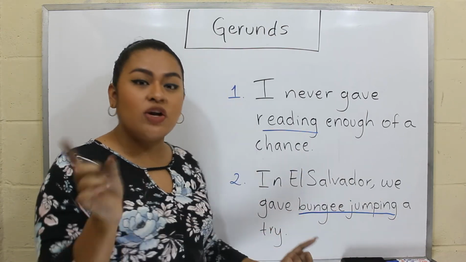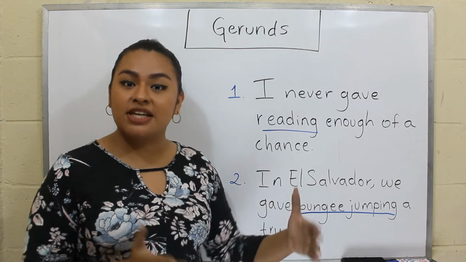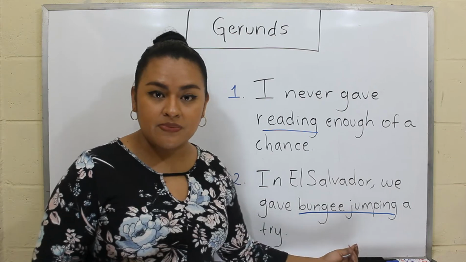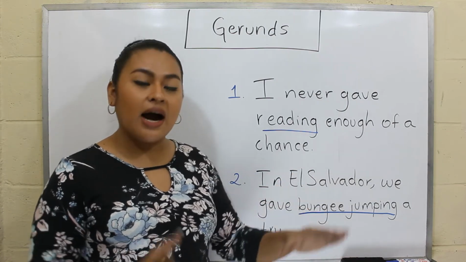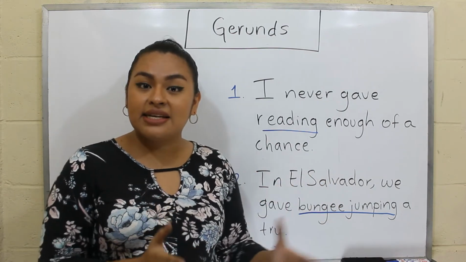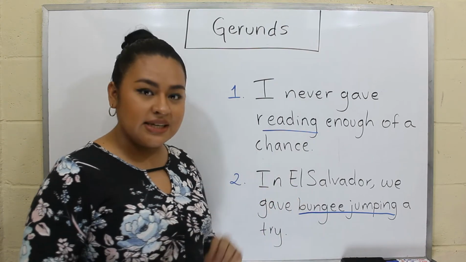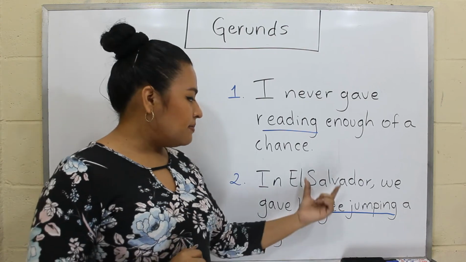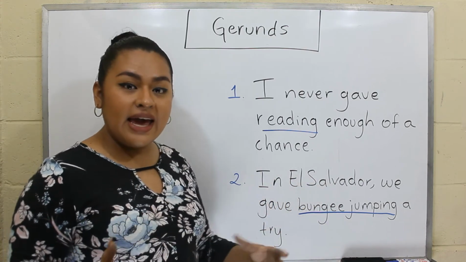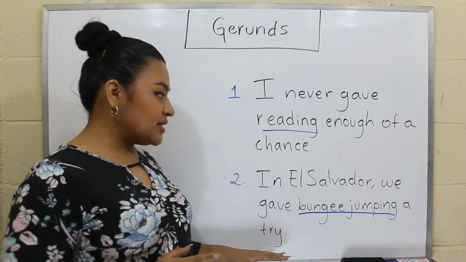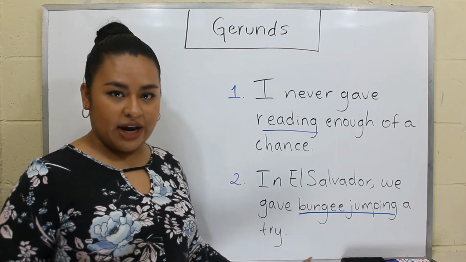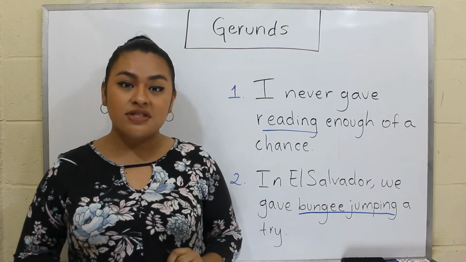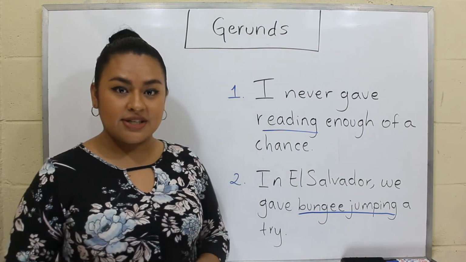And in this case, we don't have a gerund. We have a gerund phrase because we are including bungee in the gerund form. So these two words are a gerund phrase, and it is acting as the indirect object of this sentence. And besides, you can see that we have the indirect object between the main verb and the direct object. In this sentence, the direct object is a try. And here we finish talking about gerunds as direct objects and as indirect objects.